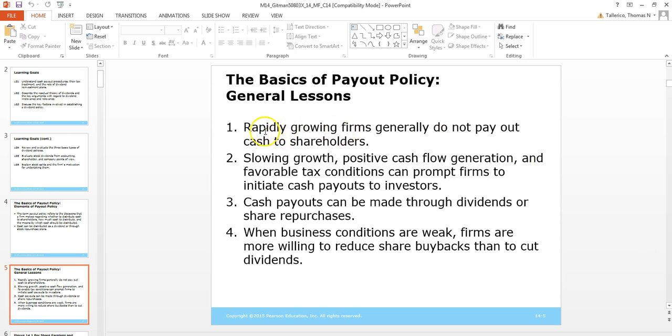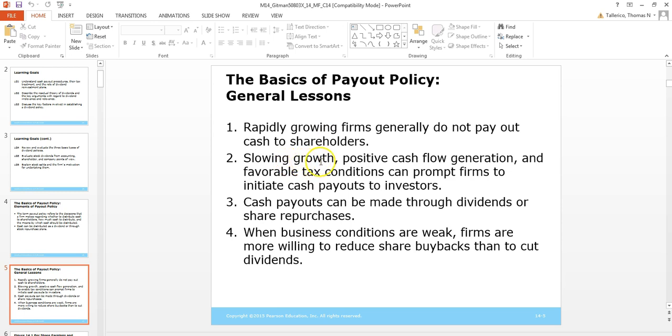All right, there are interesting things here that you should realize. Rapidly growing firms generally, and this is important, do not pay out cash to shareholders. Everyone should know, if you don't, that stocks like Google do not pay a dividend, and I don't believe Amazon.com pays a dividend either, but they need the cash to grow the company, so they will not pay out dividends.